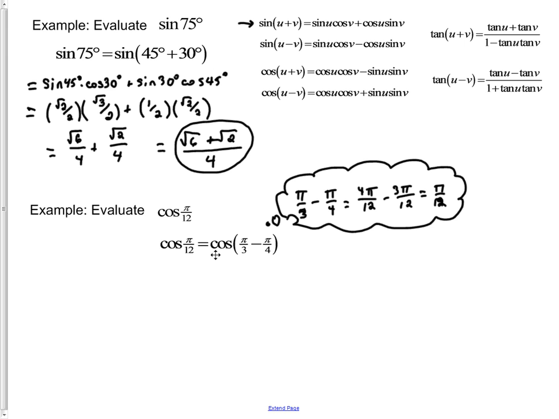Remember, it is not the case that we multiply cosine times anything. Here we're saying it's the cosine of the difference of these two angles. So we're going to have to use our formula here at the bottom for the cosine of u minus v. So using that, we're going to have the cosine of pi over 3 times the cosine of pi over 4, and we're going to subtract from that the sine of pi over 3 times the sine of pi over 4.